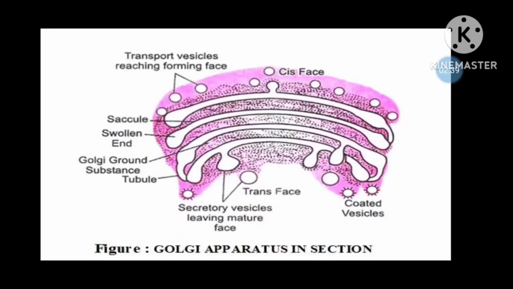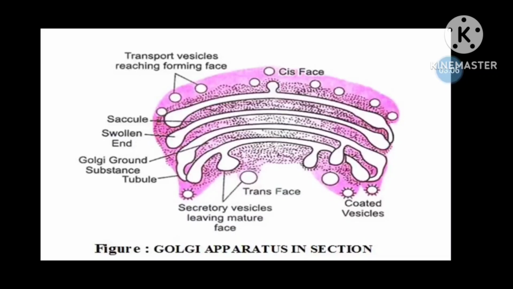This is the typical structure of Golgi body. You can see that the Golgi body is made up of different system-like structures. These structures play a vital role in packing of protein and fat molecules and sending them to their destination position.